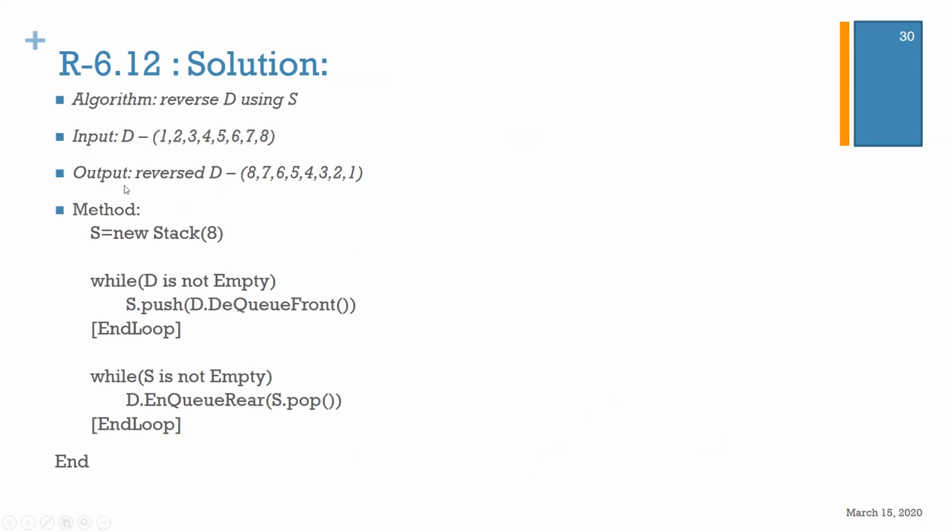What is the algorithm for this? Prepare a stack, and while D is not empty, push DQ front to the stack. Another loop: while the stack is not empty, pop all elements from the stack one by one and NQ them at the rear of D.